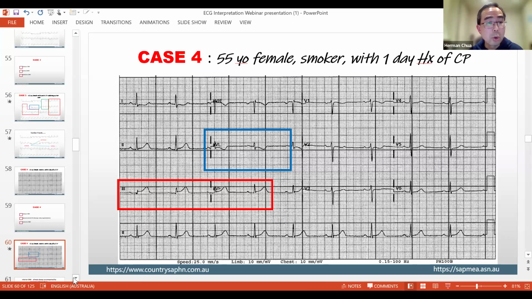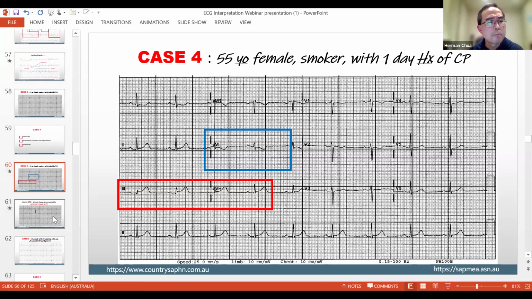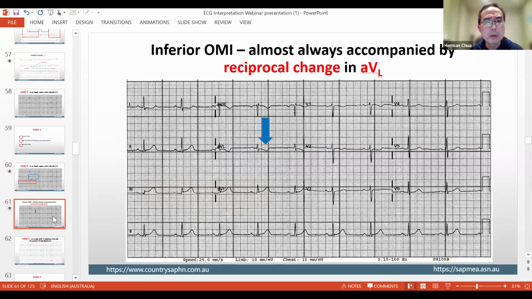So the concept of reciprocal change is really important, guys. You need to be looking at it. That's the key there. In fact, people have done studies on this, in that almost all inferior OMIs are accompanied by reciprocal change in AVL. So much so that if you do not see any reciprocal change in AVL, rethink your diagnosis. Is this truly an inferior OMI? There are always exceptions in medicine. There's never such a thing as 100% in medicine. But think about that.